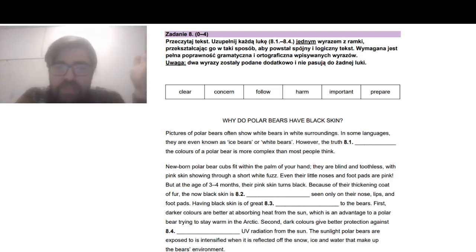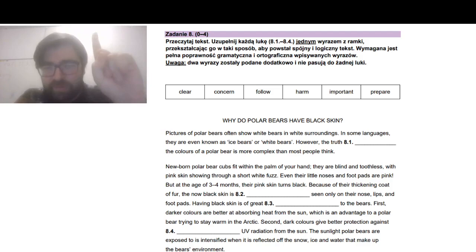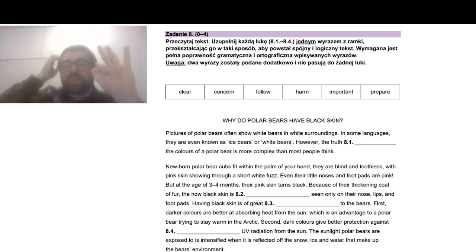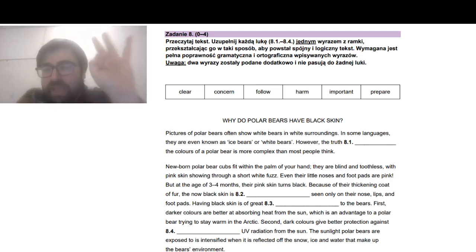Pictures of polar bears often show bears in white surroundings. In some languages, they are even known as ice bears or white bears. However, the truth something the colors of polar bear is more complex than most people think.